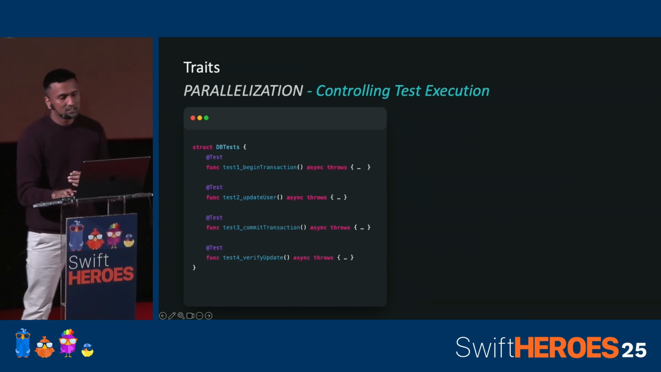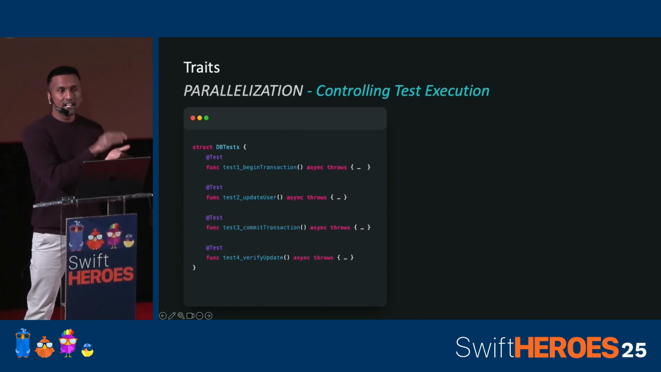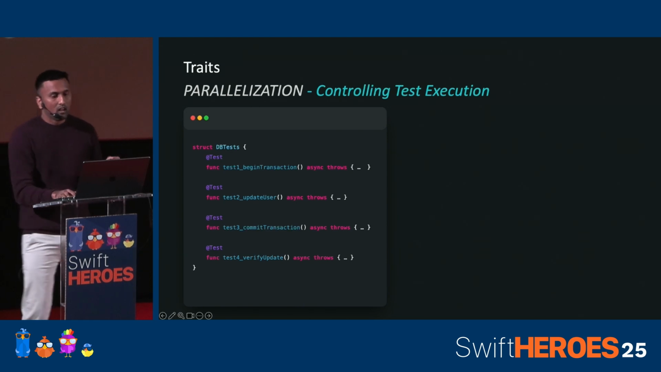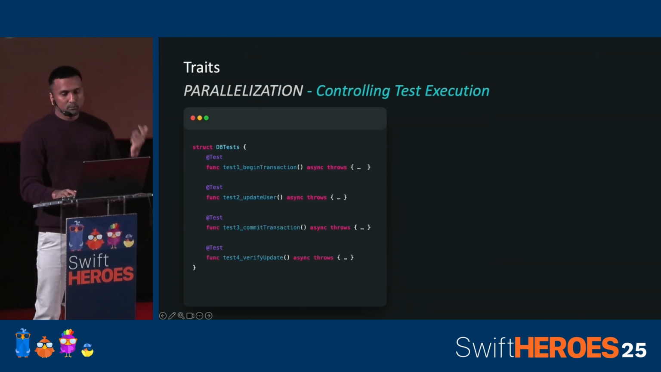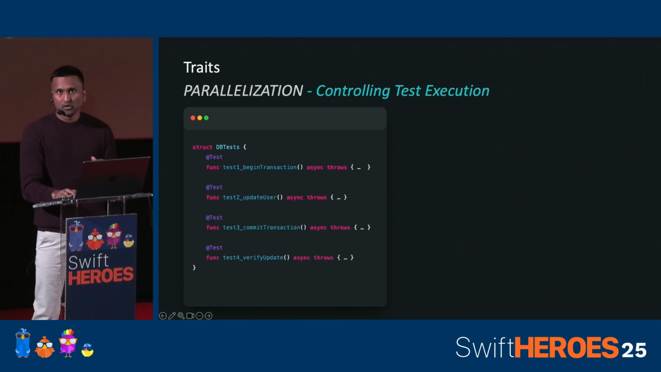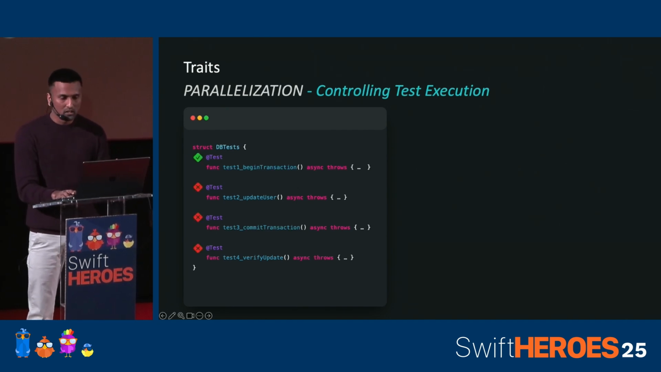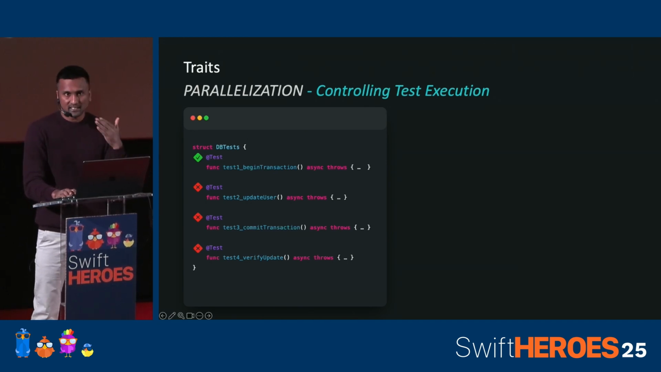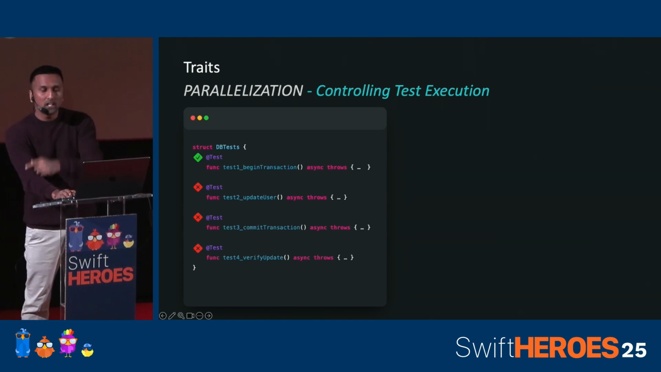If you have a test like this, where you need to test the database operations, it's very tough with parallelization, because parallelization is enabled by default in SwiftTesting. So the first test case is beginning a transaction of adding a user to the DB. And the second test is updating the added user. So if you run them in parallel, the second test may run before the first one and return as a failed one. The same might happen with the remaining test cases, because the database will be empty until the first one runs and adds an entry into the database.